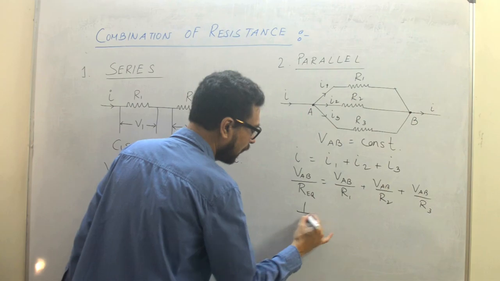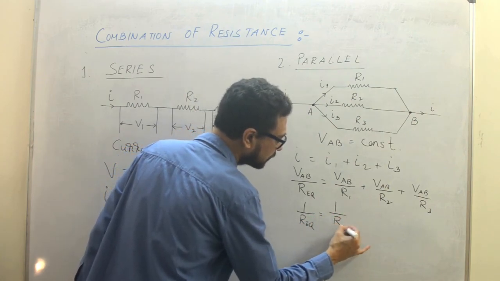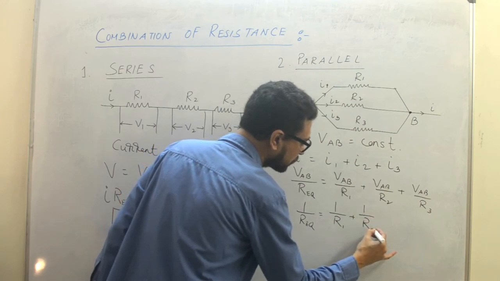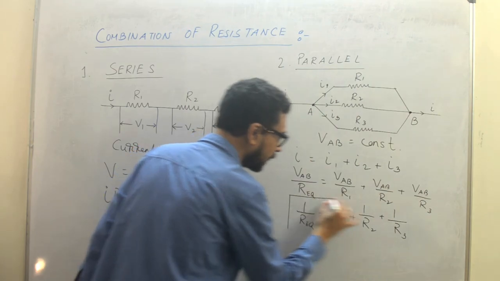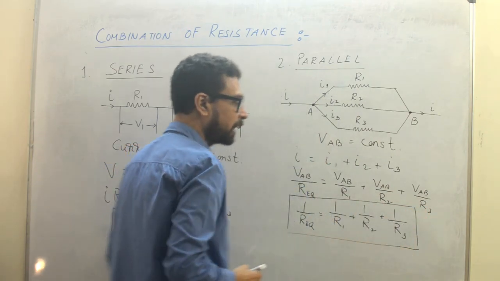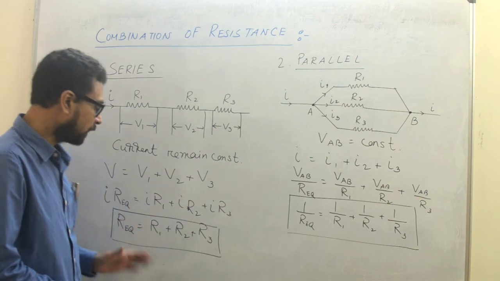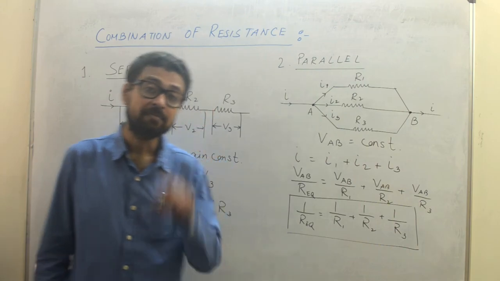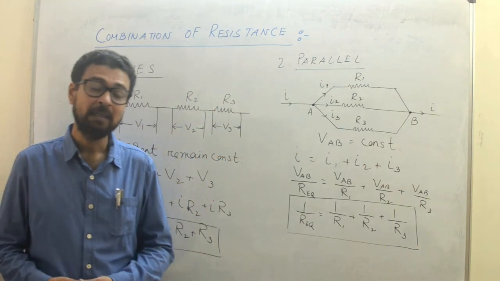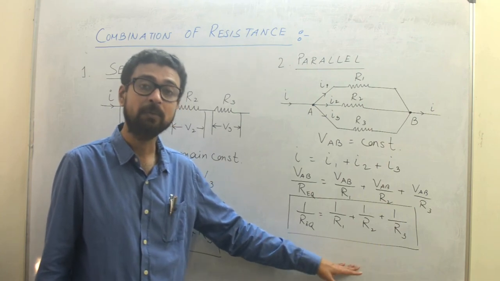So effectively I am obtaining an expression for the parallel combination of resistances, which is 1 by R equivalent is equal to 1 by R1 plus 1 by R2 plus 1 by R3. And interestingly, in series combination the resistance was getting magnified, but in this case the effective resistance is lesser than the least resistance connected. Please write down this particular line.